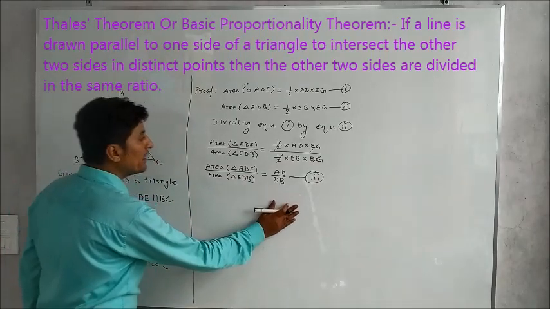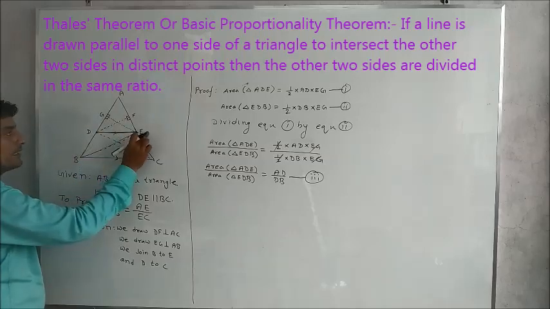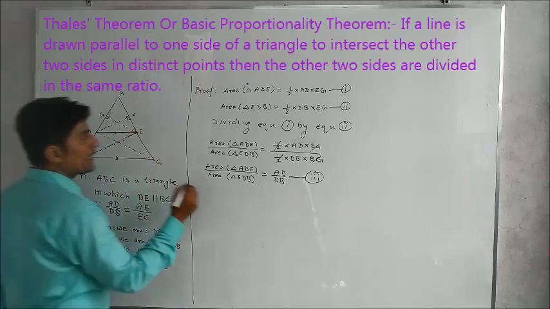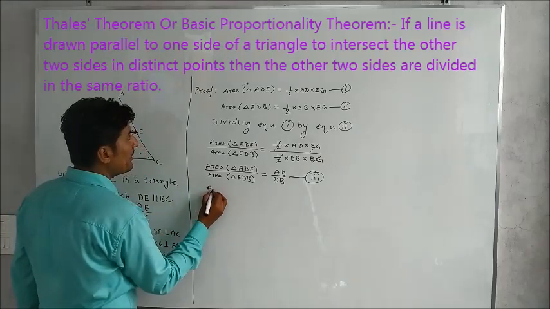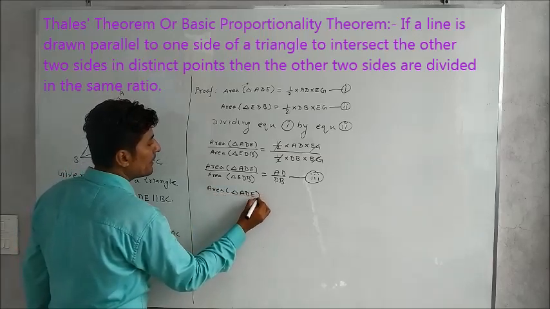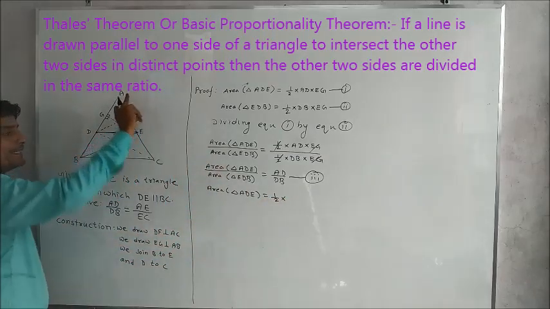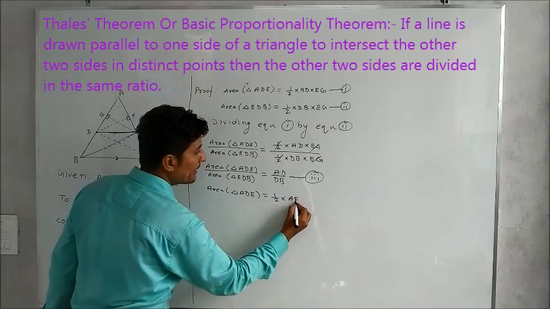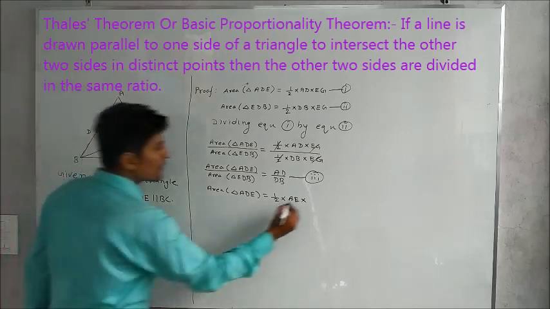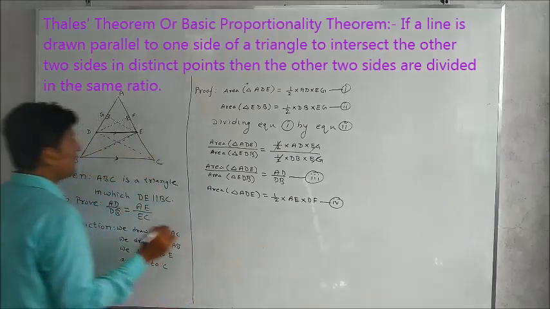After getting equation number 3, again we have to find the area of triangle ADE. This time we have to take the base AE. So again we are going to find the area of triangle ADE. Area of triangle ADE equals 1 upon 2 into base, this time AE, into what is the perpendicular height to AE? That is DF. So we can write here DF. This can be equation number 4.